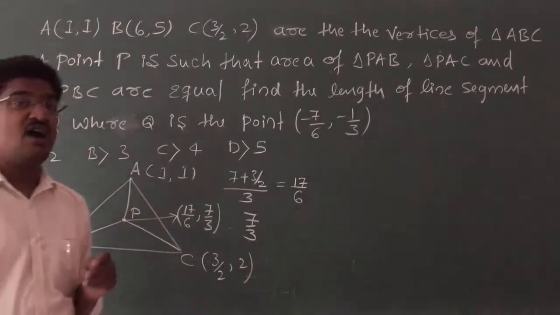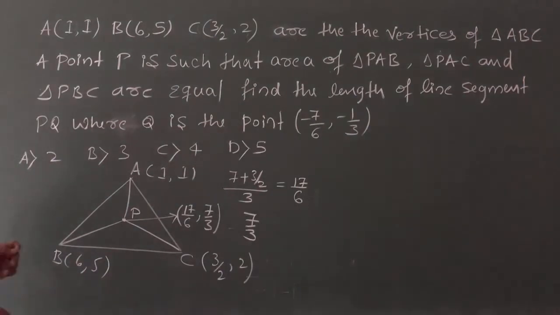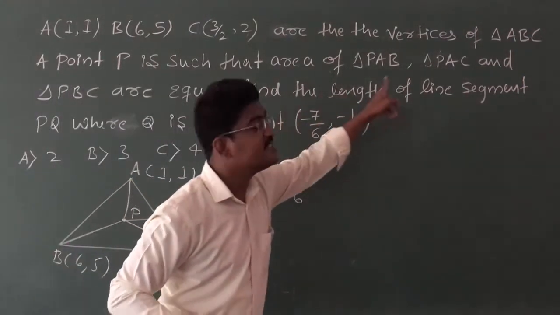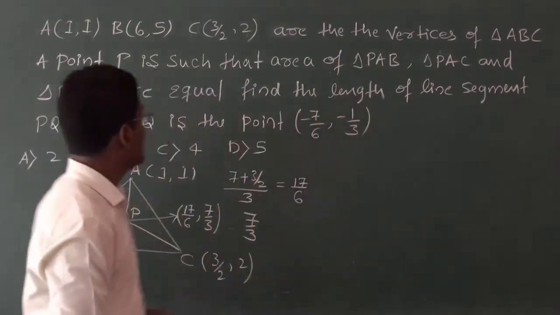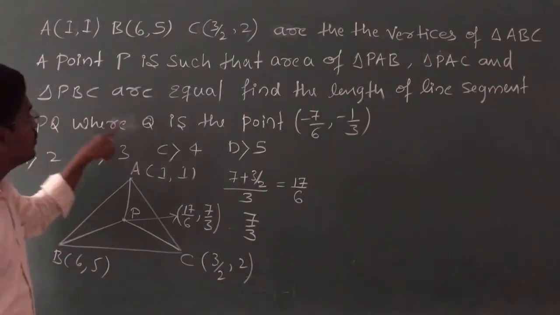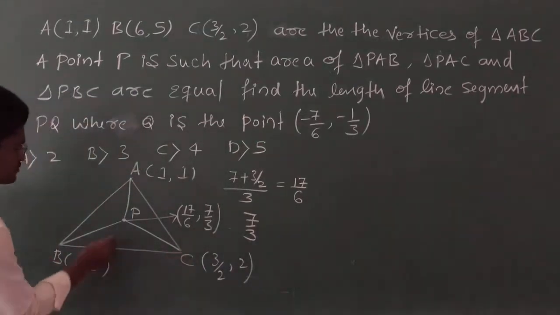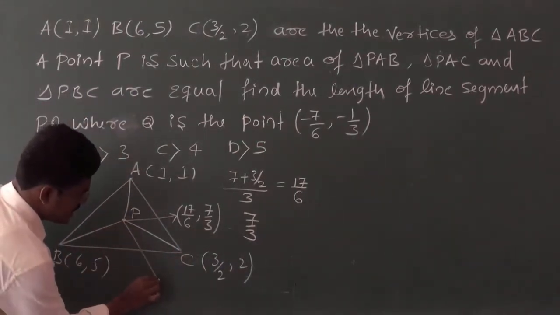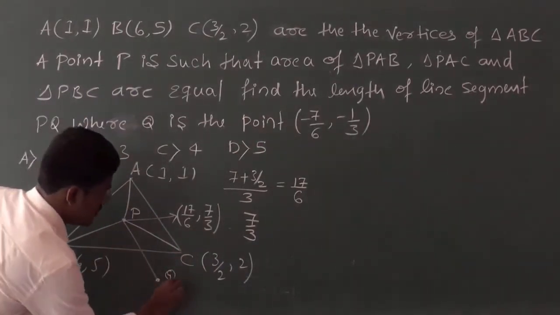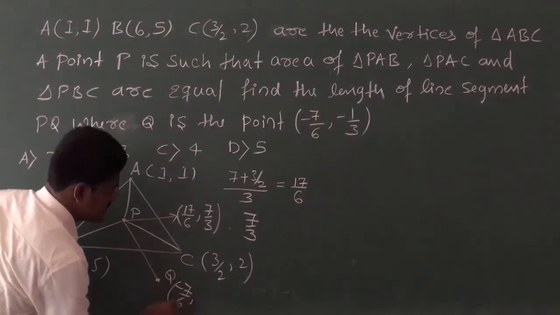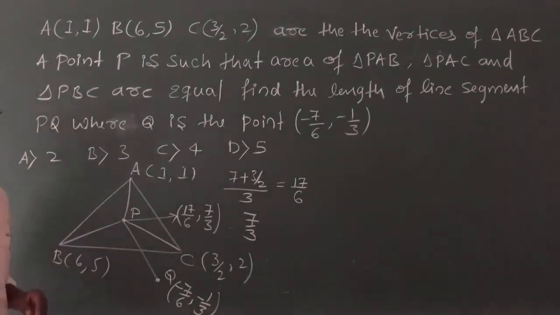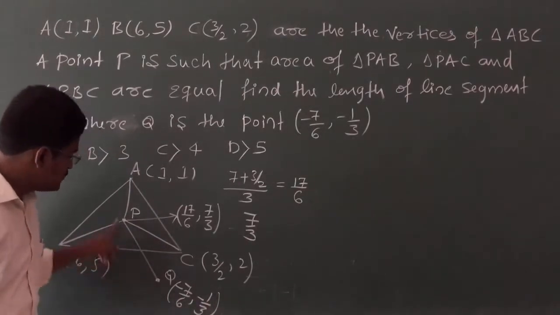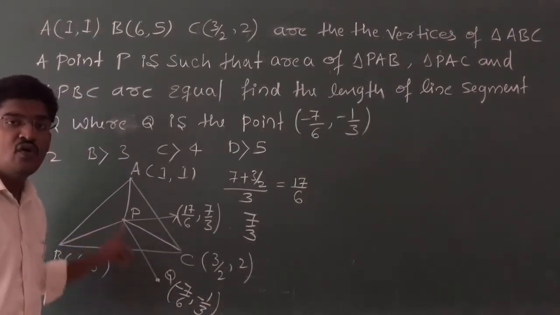Further, what is he asking? He is asking, find the length of line segment PQ, where Q is, okay, this is Q, that is minus 7 by 6 comma minus 1 by 3. The length of this line segment you have to calculate.